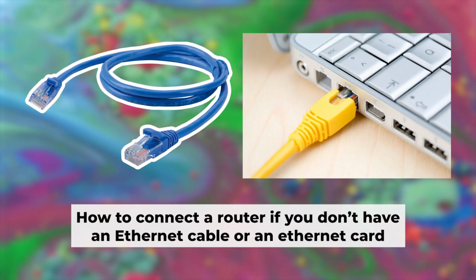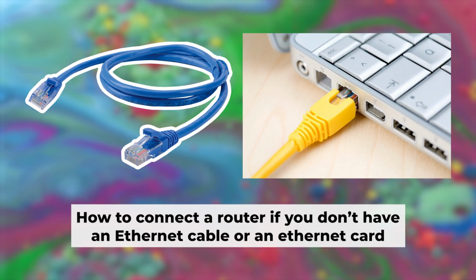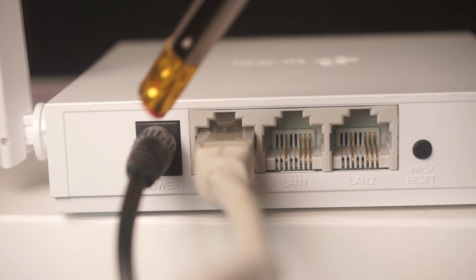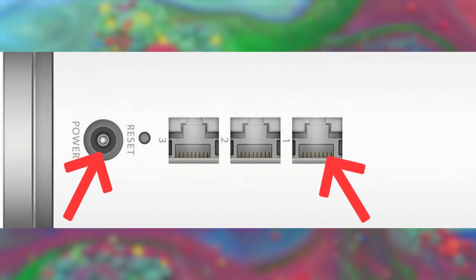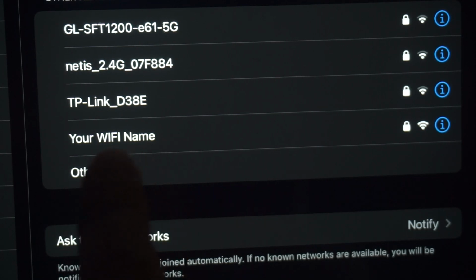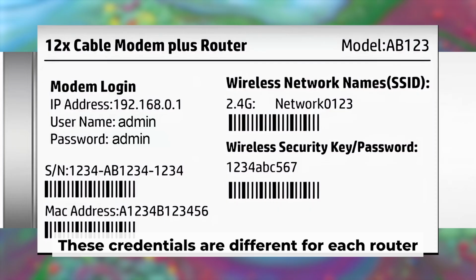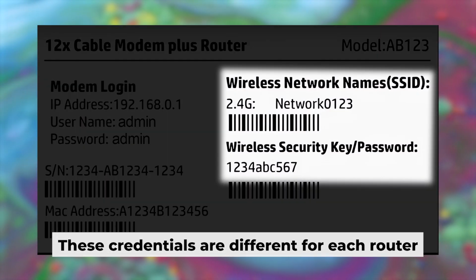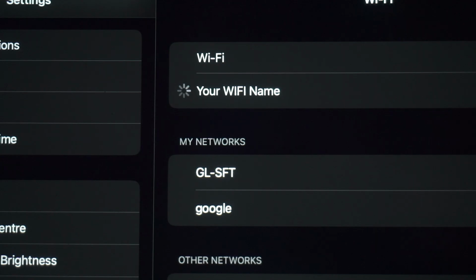But first, if you don't have an Ethernet cable or your computer doesn't have an Ethernet port, I'll show you another way to connect the router. All you need to do is connect the router with the power adapter and the cable from your internet provider. This will enable Wi-Fi. If your router is new, the name of your Wi-Fi network will be the same as the name of your router. Your router has its own Wi-Fi network name and password that is printed on a label. Connect to it. Great, you've connected to the router. Now let's start setting it up.